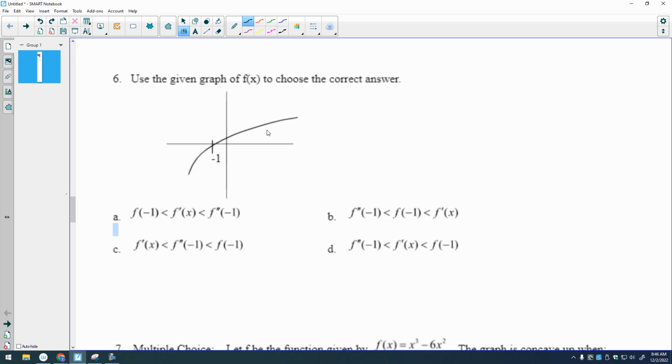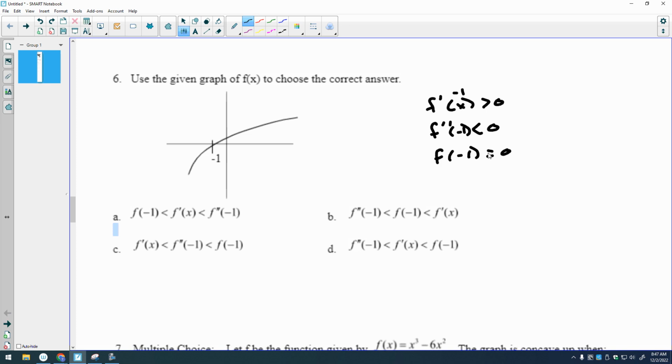Since f is always increasing, f prime is always going to be greater than 0 because it's always increasing. I also notice that this graph is strictly concave down. So my second derivative is always negative. When I look at the value at -1, it is equal to 0. So when I'm comparing these, f double prime of -1 is less than 0, f prime of -1 is greater than 0, and f of -1 is equal to 0.